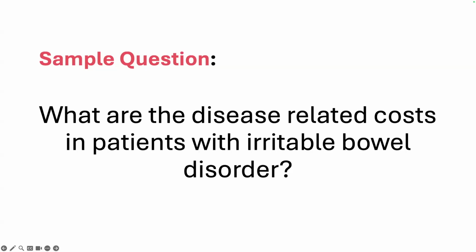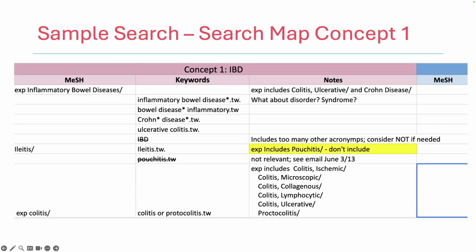The first thing you want to do is move that question into searchable concepts. And that is something that Janice will then talk more at length about next week. But if you just pull out the key concepts that are searchable, those are going to be related to cost, like economic implications, and irritable bowel disorder. So that's the question.